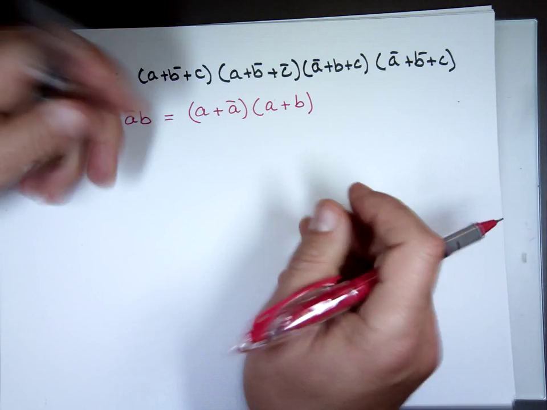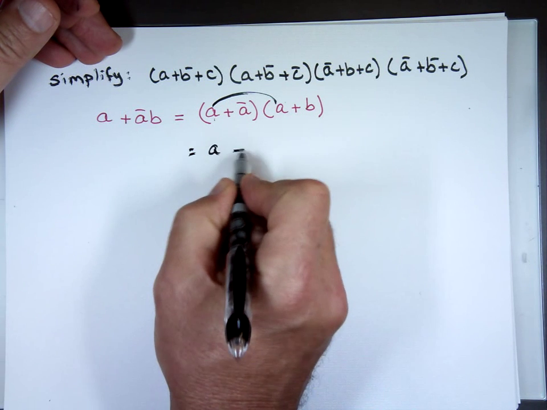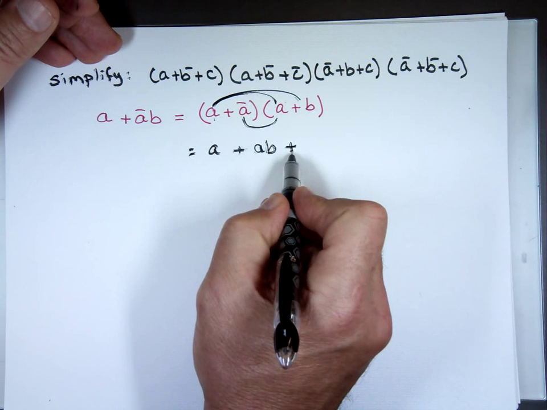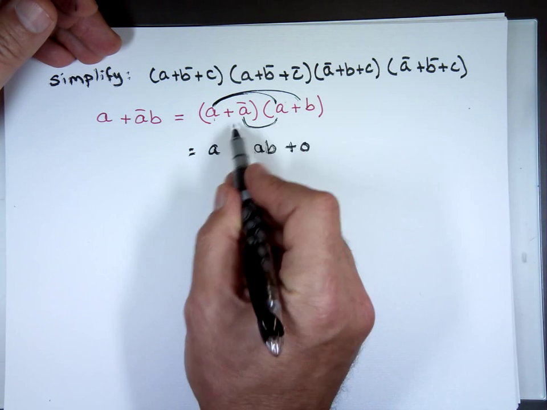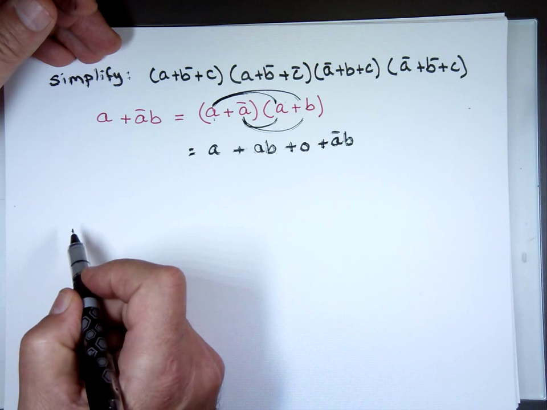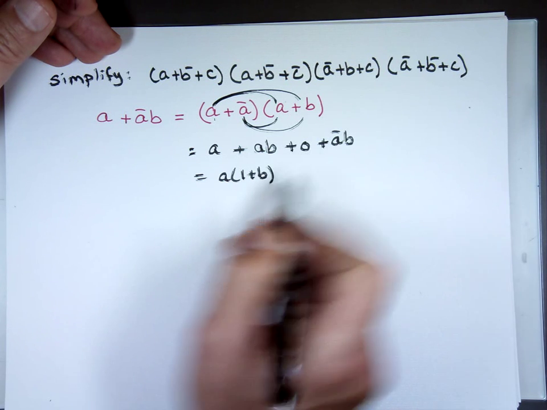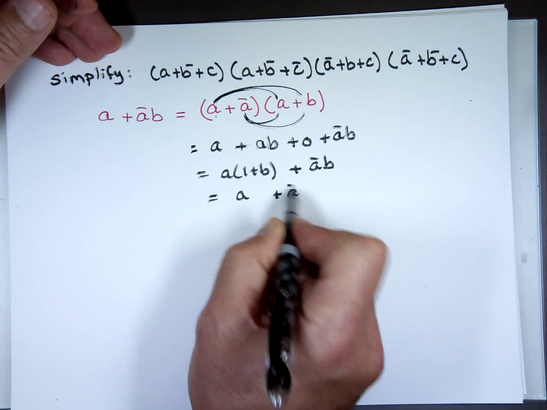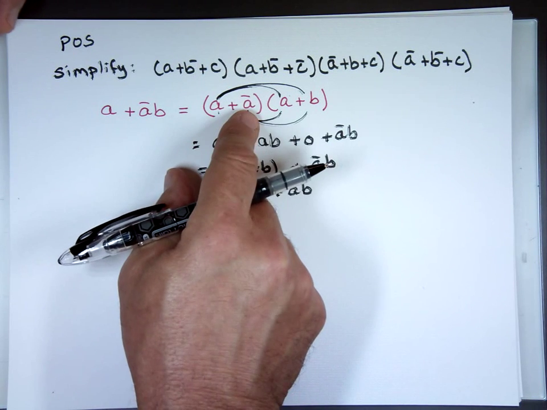Because if you FOIL this one out, what's A times A? A. What's A times B? AB. What's A bar times A? 0. That's an AND. If it was an OR, it would be 1. A bar and A is 0. And this is what? A bar B. Now you can factor an A out of these two. What's left? 1 plus B plus A bar B. What's 1 plus B? 1. So if you have A plus A bar B, it's equal to A plus A bar times A plus B.